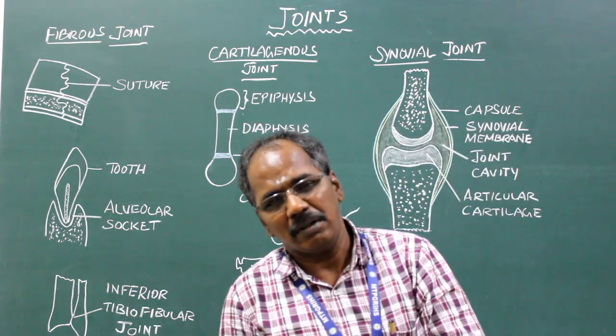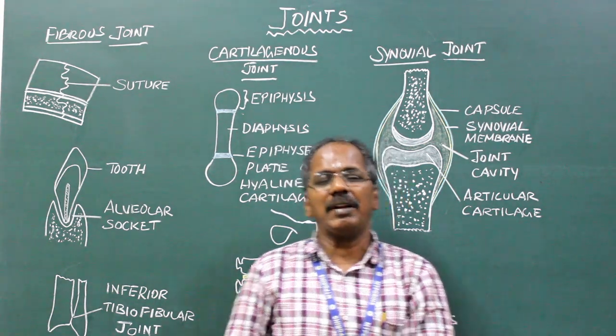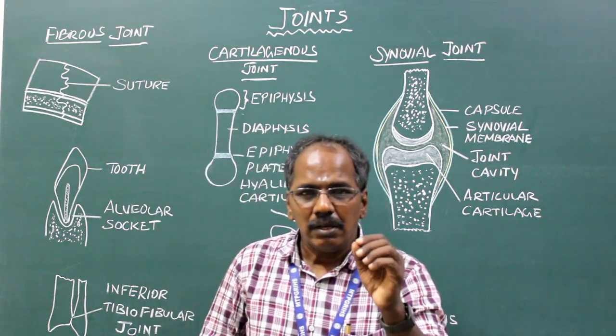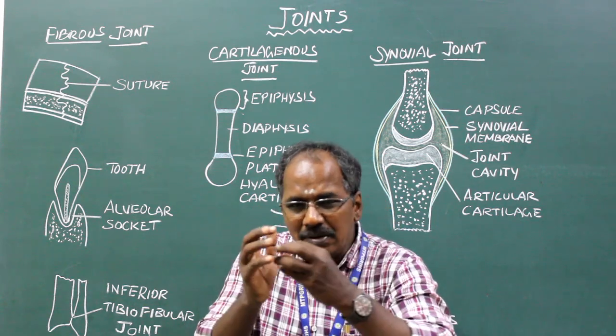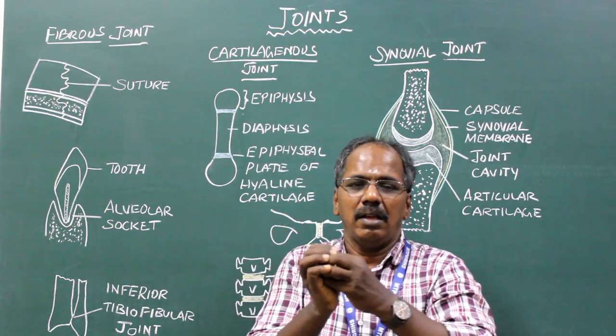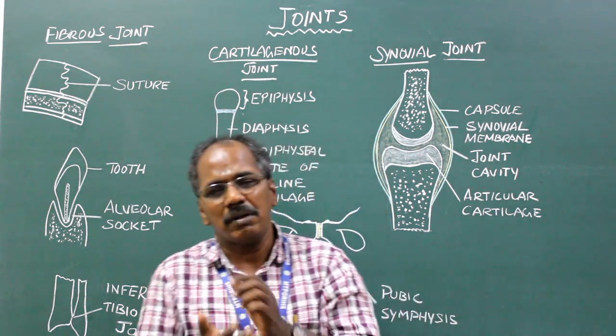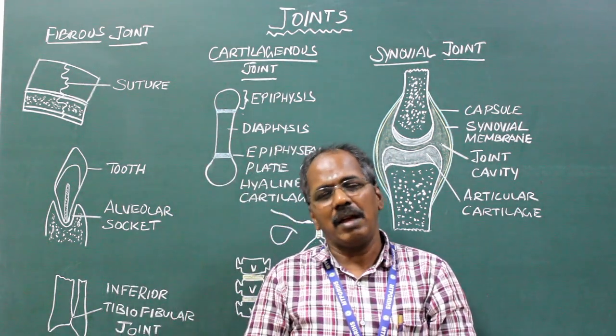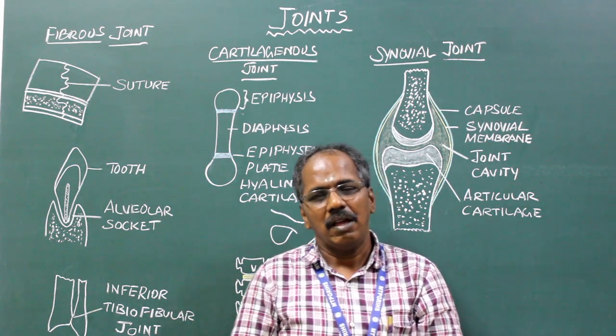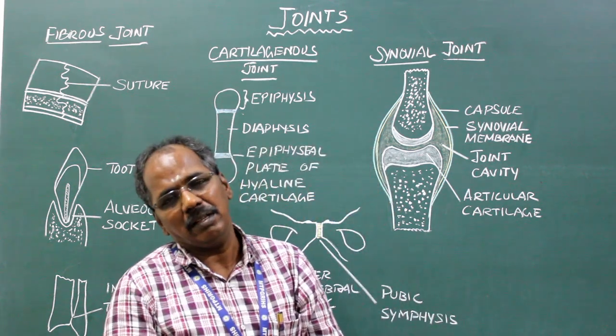Classification of synovial joints. Number 1, ball and socket variety. In this, one of the articular surfaces is spherical or round which fits into a socket. Example, shoulder joint, hip joint, talocalcaneonavicular joint.